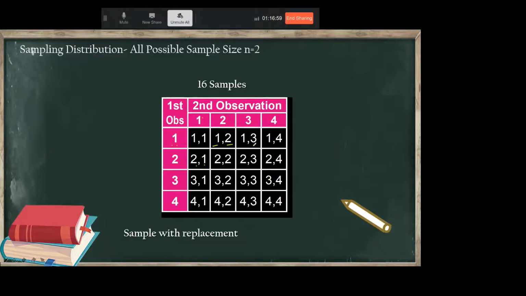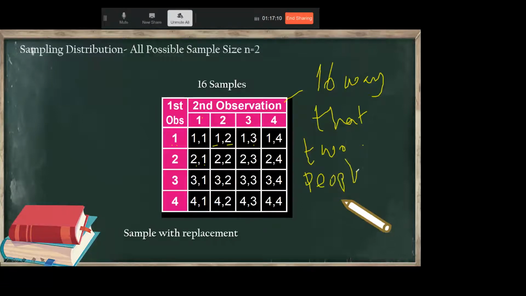So what does that mean? That means there are 16 ways that two people can make errors, right? And what are these? These are these.